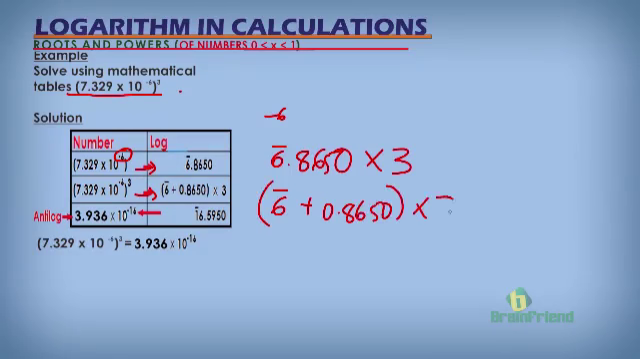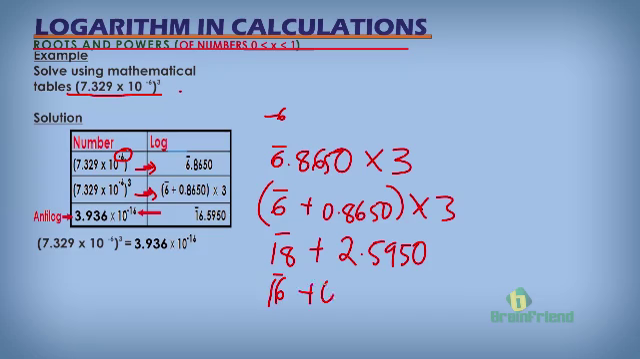All multiplied by 3 separately. 3 times bar 6 would give us bar 18. And 3 times 0.8650 would give us 2.5950. Minus 18, and the integral part here, which is 2, would give us minus 16. Minus 16, of course, is annotated with a bar, so we have bar 16.